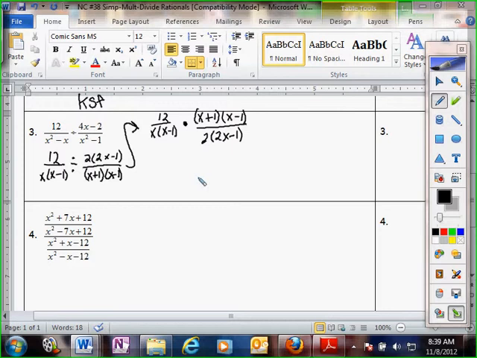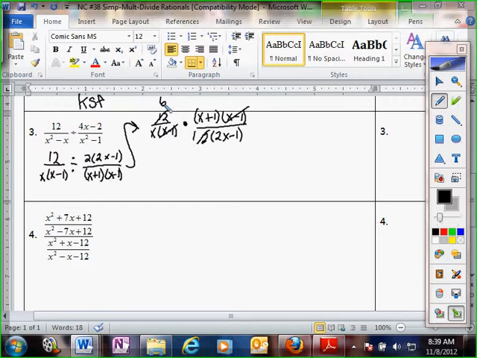Now I can look to see if I have cross products again, and I do. On the bottom of the first fraction, I have an x minus 1. On the top of the second, I have an x minus 1. Those cancel. On the top of my first fraction, I have a 12, and on the bottom of my second fraction, I have a 2 out here by itself. They have a common factor of 2. 2 goes into 2 one time, so that cancels into 1, and 12 reduces to 6, because 12 and 2 were both divisible by 2.